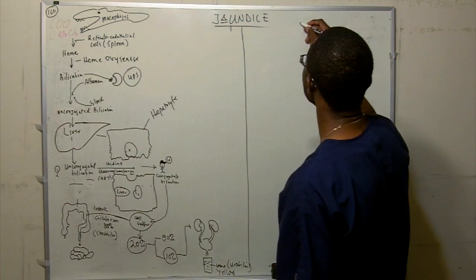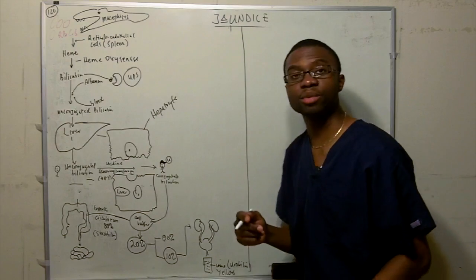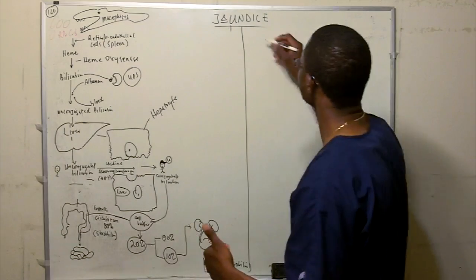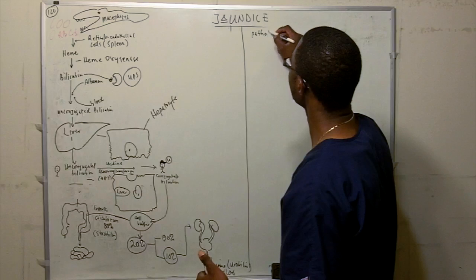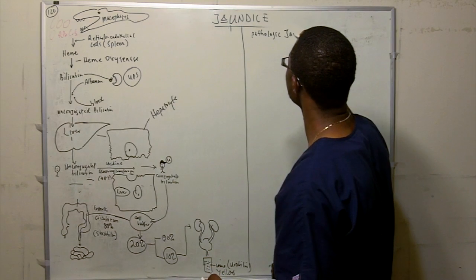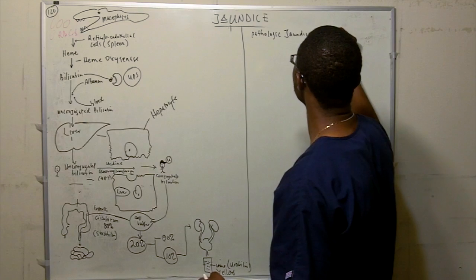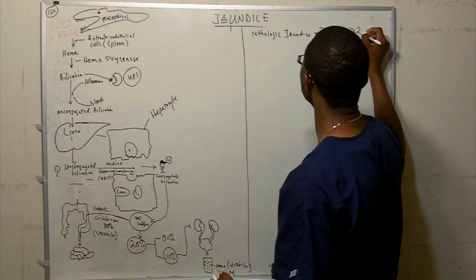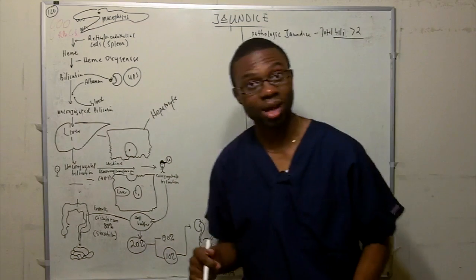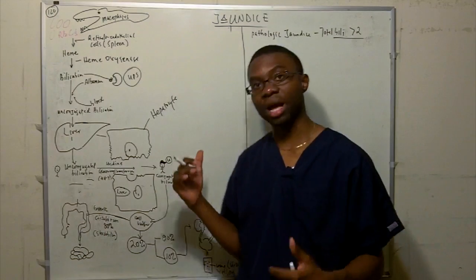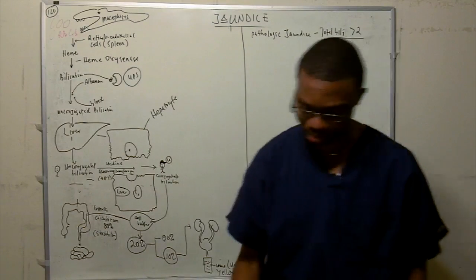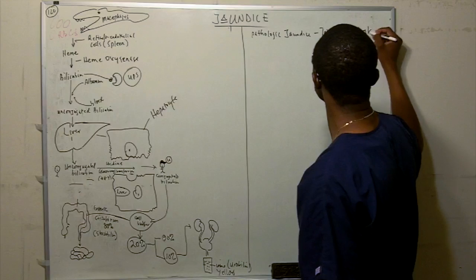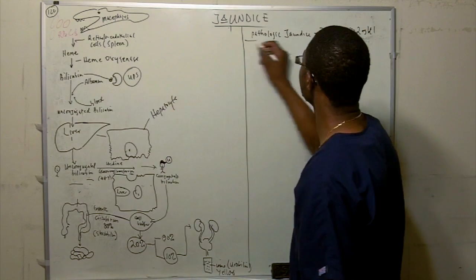So, jaundice. Your goal is to be able to know if it's pathologic. Pathologic jaundice is usually when the total bilirubin is greater than 2. That's when it's pathological. That's a lot. We normally have bilirubin, but when it's greater than 2, it becomes a problem. So you want to know that. Milligram per deciliter is just the unit.